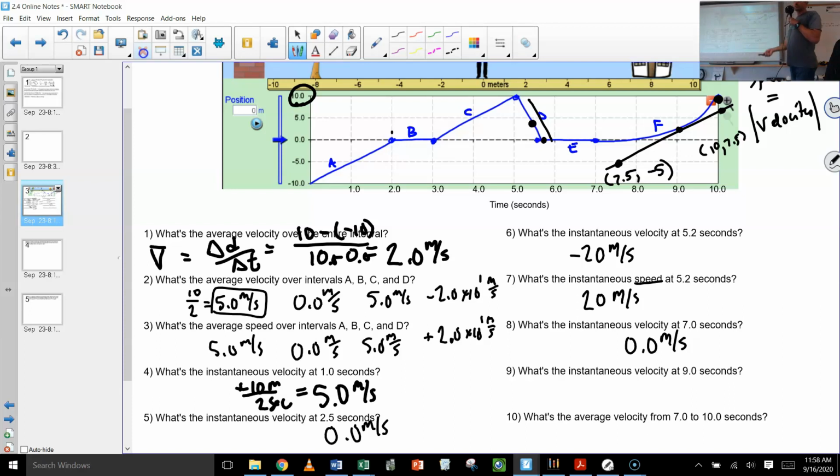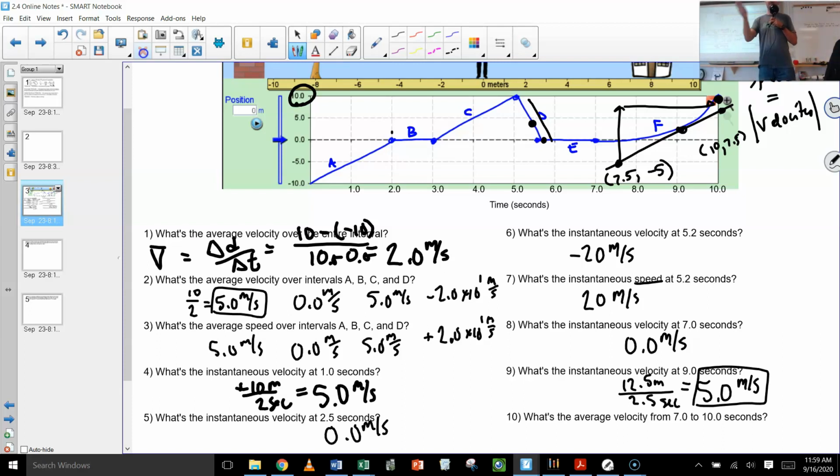So I'm going to do the rise over the run of this tangent. The rise looks like it goes up 5 plus, it goes up 12.5. And then it runs, looks like, 2.5 seconds. So I'm going to pull out my calculator and take 12.5 divided by 2.5, and I get 5. What do you know? That's nice. So the instantaneous velocity right here at 9 seconds is 5 meters per second. It's the slope of that tangent line.